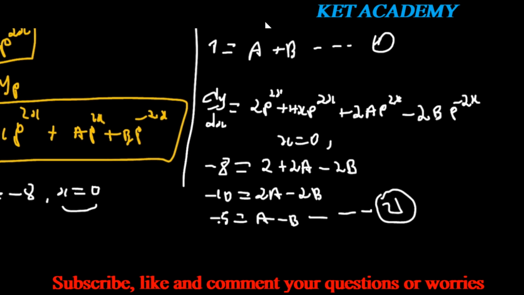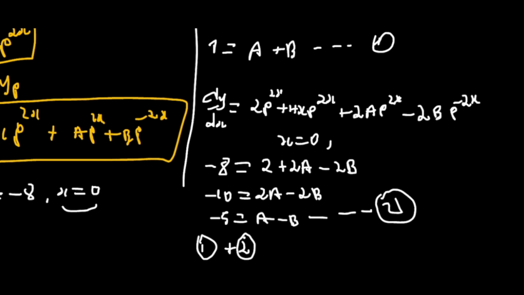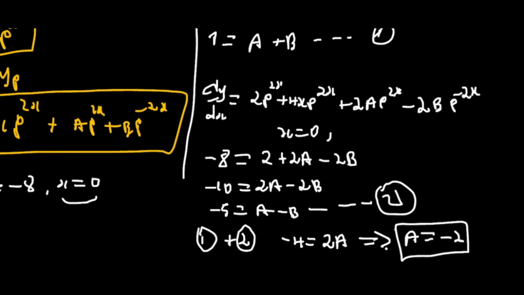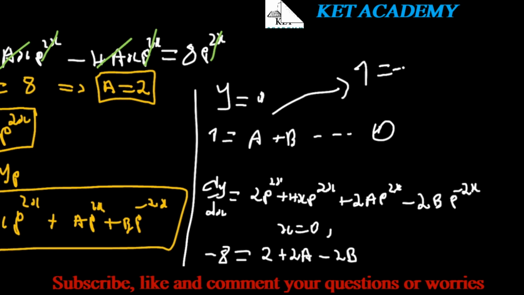So now if we add these two equations, equation 1 plus equation 2, we'll have minus 4 equals 2a. This implies that a is equal to minus 2. That's our value of a. Now if we take the value of a and substitute in any of the equations, we're going to get the other value b. From equation 1, a is minus 2, so 1 equals minus 2 plus b. Therefore, b should be equal to 3.